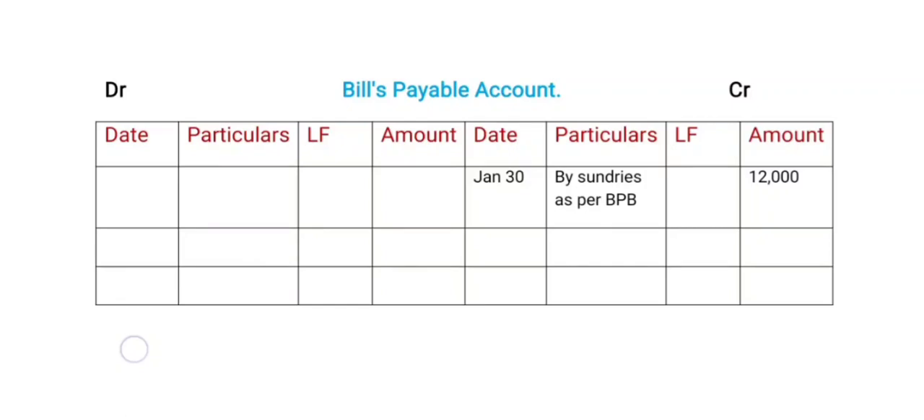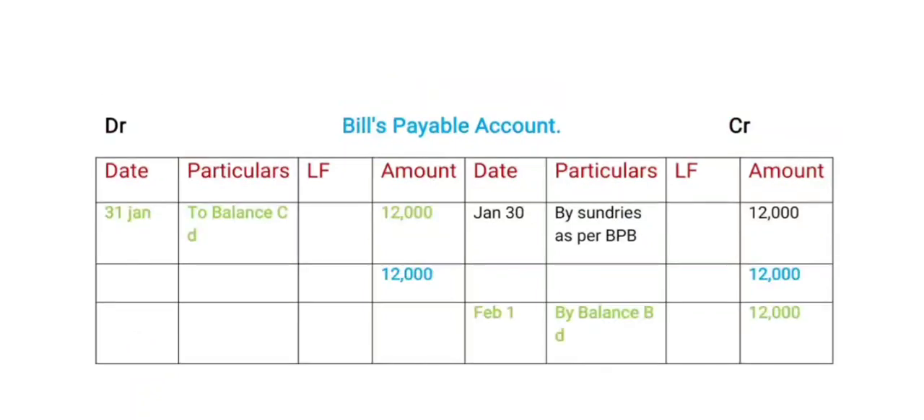Now we calculate both sides. It is 12,000 and 12,000, debit and credit. Now coming to the debit side of the bills payable account, it is 31st Jan, to balance carried down 12,000. This amount is the closing amount for this month. This amount is transferred to next month. It is 1st February, by balance brought down 12,000.